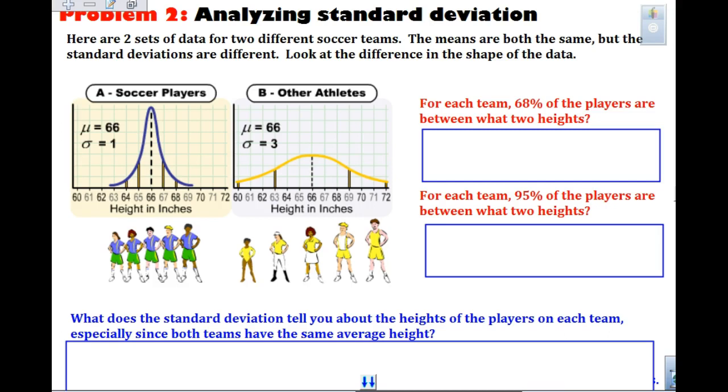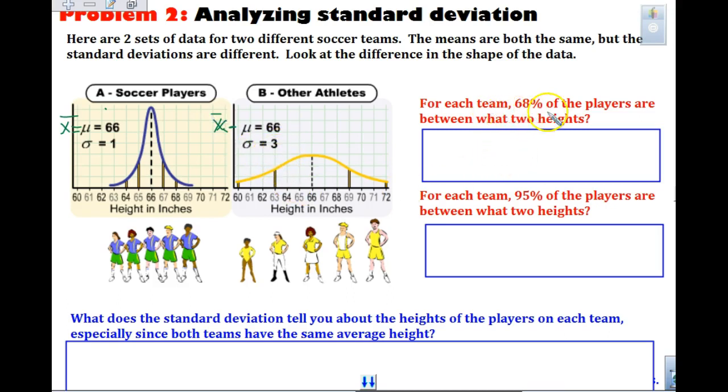So we have 2 sets of data, 2 different soccer teams. It says the mean of both are the same, but their standard deviations look different. Look at the differences of the shape of the graph. So soccer team A, they are telling us that this U, notice that's really our what? The 66 is really our mean, right? So we could put that as our X with a line over it. This is the other symbol that they use for mean. And then the other team, Team B, has the same average, right? The same mean, X with that line over it. But this time our standard deviation is 3.